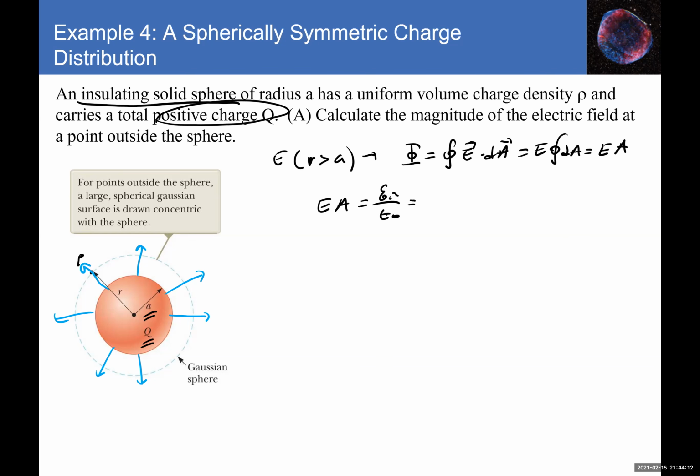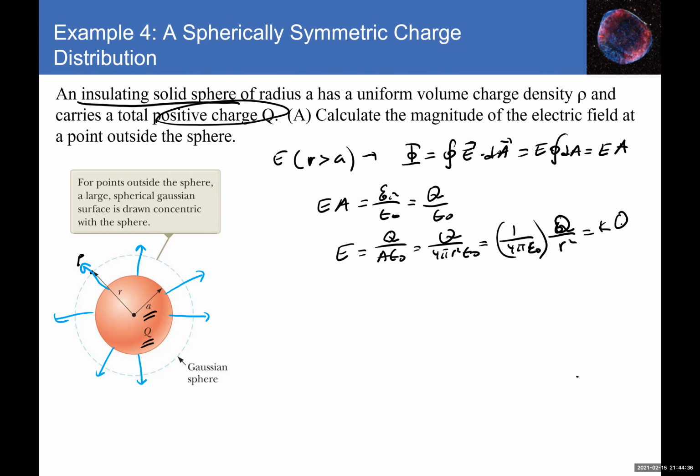So what is Q inside my Gaussian sphere? It's the total Q over epsilon naught. Then E equals Q over A epsilon naught, or Q over 4 pi r squared epsilon naught, or 1 over 4 pi epsilon naught times Q over r squared, where 1 over 4 pi epsilon naught is nothing but k. So kQ over r squared. That means this is my electric field outside of that sphere.